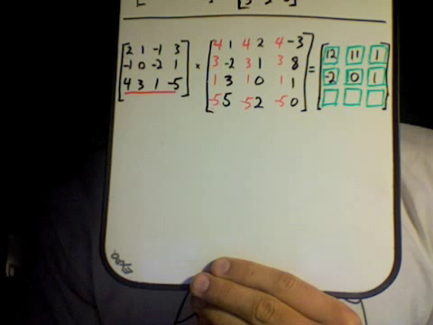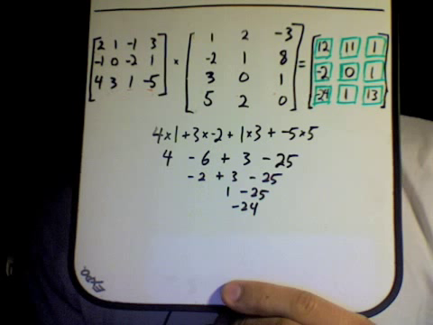Good. Okay, so now the last row in the first matrix, multiplying by each column in the second matrix, is going to give us the last row in our answer matrix. Try this one. Hopefully you got that negative 24, 1, and 13 like I did. Alright, so we're done with this multiplication.